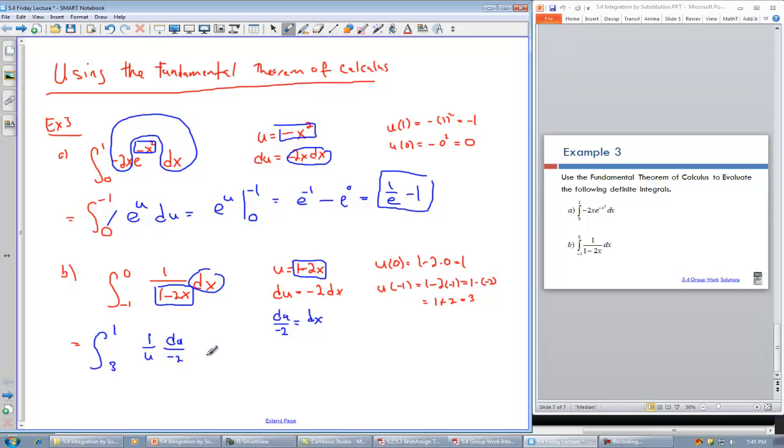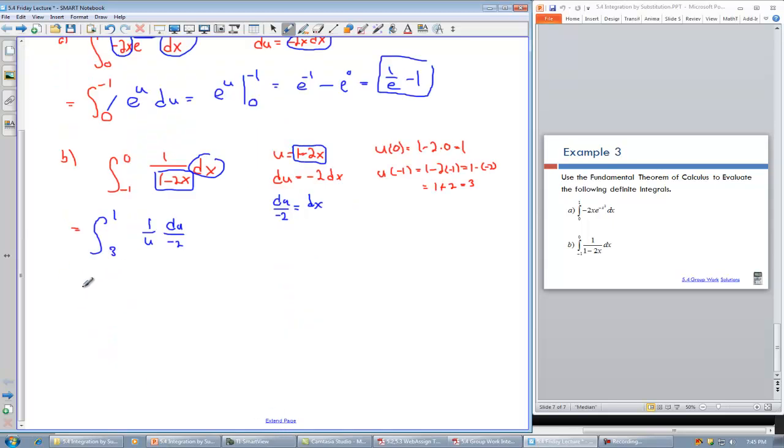And so this is equal to the integral from 3 to 1, and I'll pull out the 1 over negative 2. Right, 1 over u du, and I can integrate 1 over u. It's one of my 4 types. This is equal to minus 1 over 2 ln absolute value of u. I do not need to write plus c because it's a definite integral going from 3 to 1.